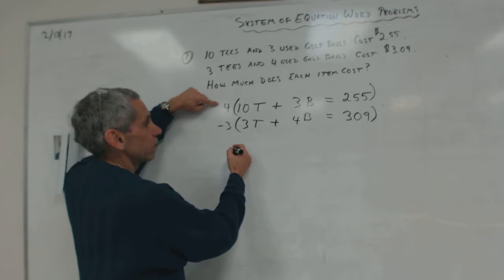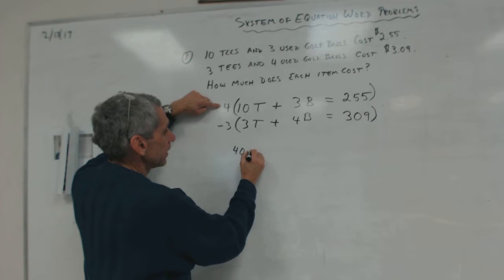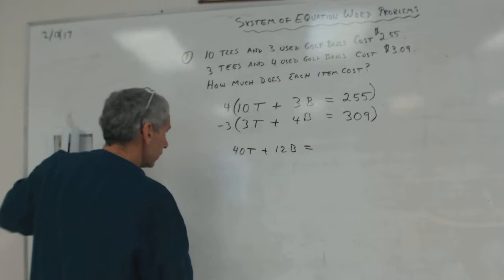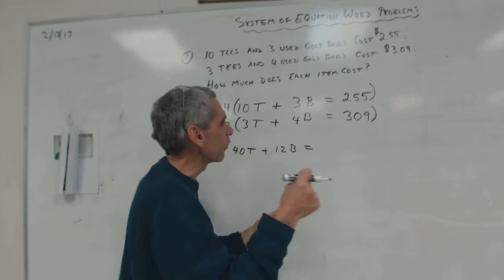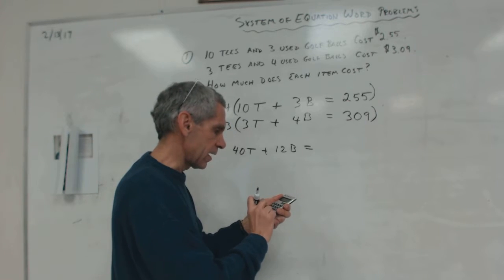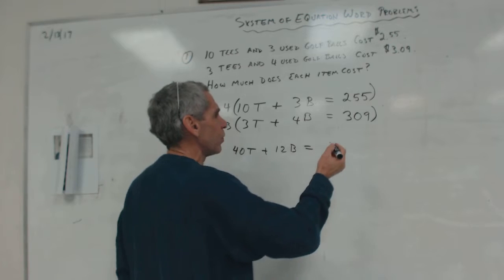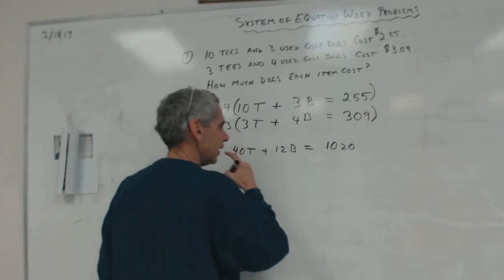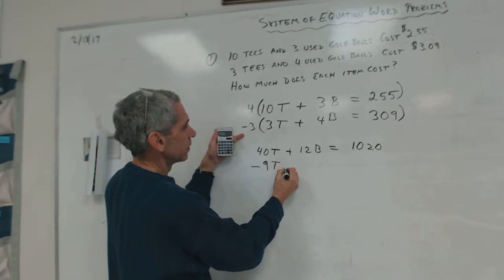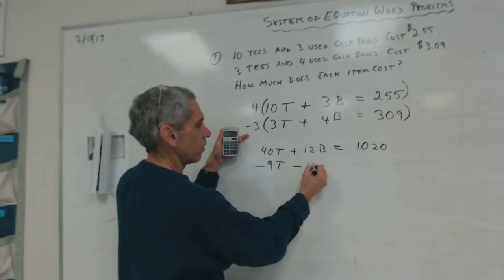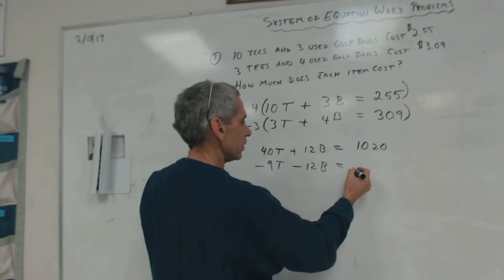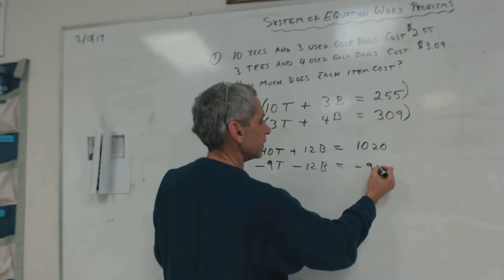So my first equation, I'm going to multiply it out. So I got 40T plus 12B is equal to, anybody know that? 4 times 255. It's 1,020. You guys should know that. Okay, the next one. So negative 9T minus 12B equals, I could probably do that one, negative 927, am I right?